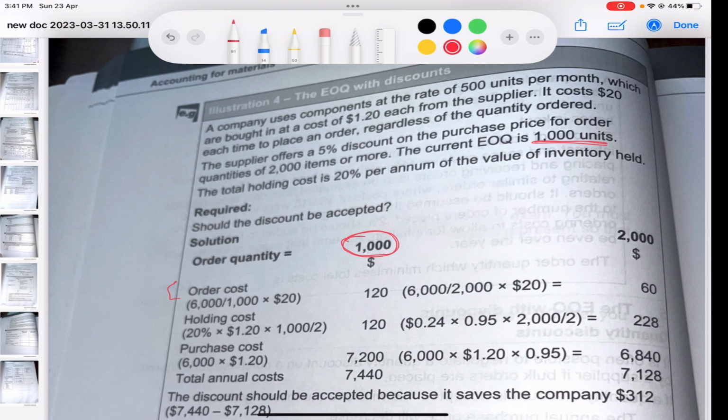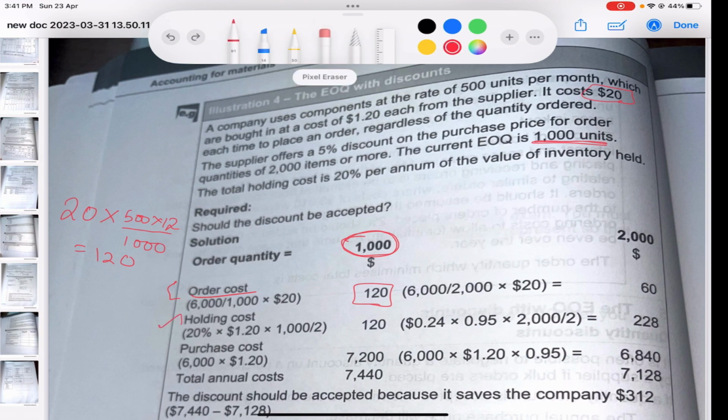Okay, so my ordering cost is the cost of placing one order multiplied by my annual demand divided by my economic order quantity, right? So that would be 20 into 500 into 12 divided by 1000. 120. So my ordering cost is 120. Got it? Now I have to find my holding cost.